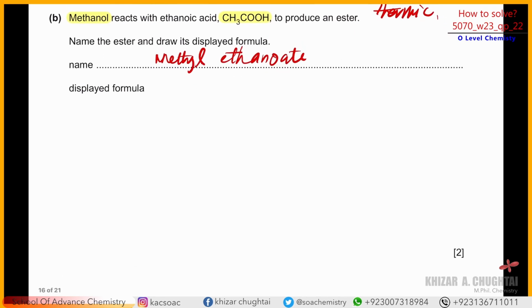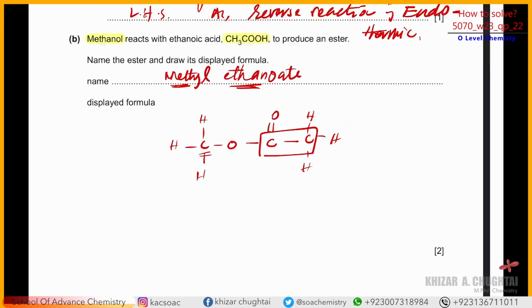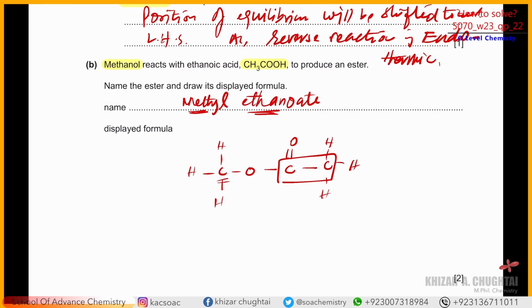The displayed formula again is simple. This is the methyl group. It is oxygen, carbon, double bond oxygen, and here is the carbon, and here are 2 carbons for ethane, and 1 carbon for methane. I mean, this is overall the displayed formula of methyl ethanoate, this ester, and I'm removing these lines, I mean the box and so on. So that is the exact formula.